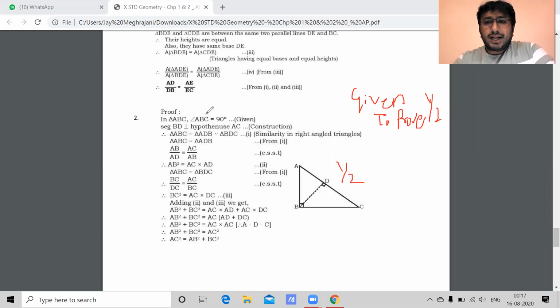Now students, we need to write construction. Construction will be draw segment BD perpendicular to segment AC such that A-D-C. So for construction, we'll be getting another half marks. So given and to proof together will give you half marks. Construction will give you half marks. So students, if you have written given, to prove, construction and you have drawn the figure, you have done the construction with dotted lines, together you will be getting 1.5 marks.